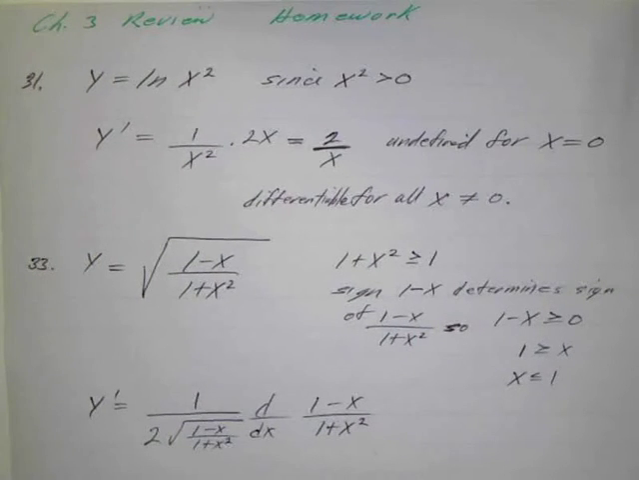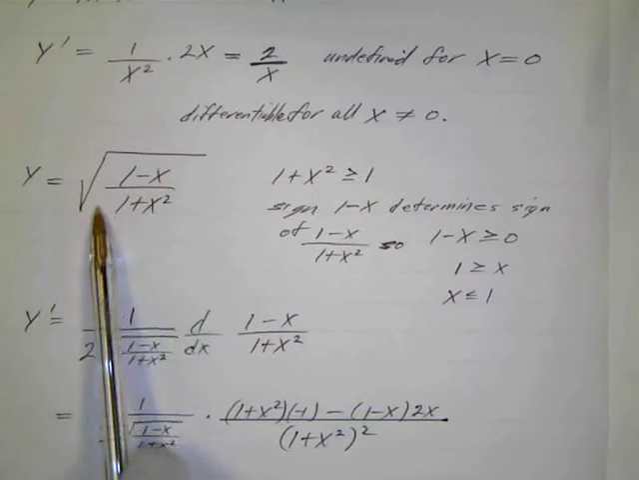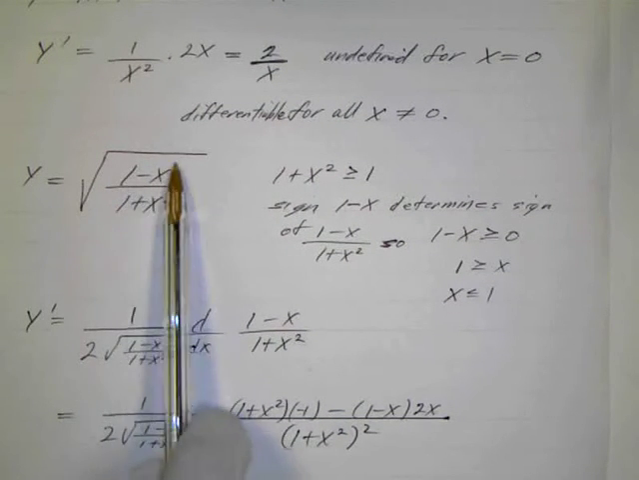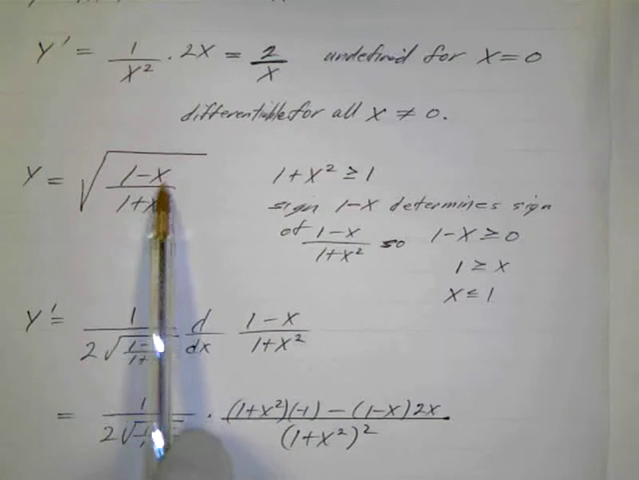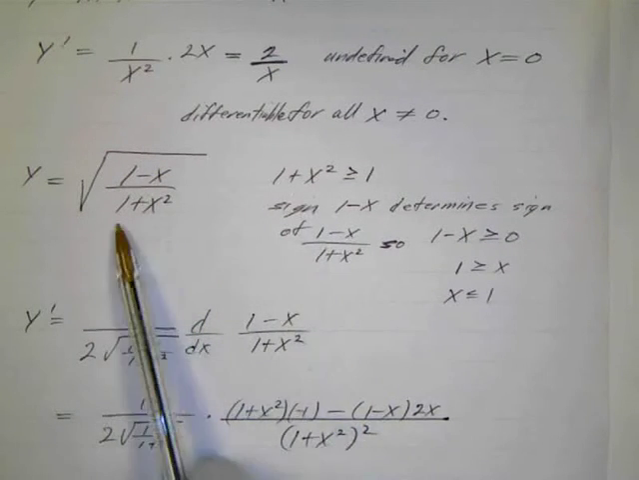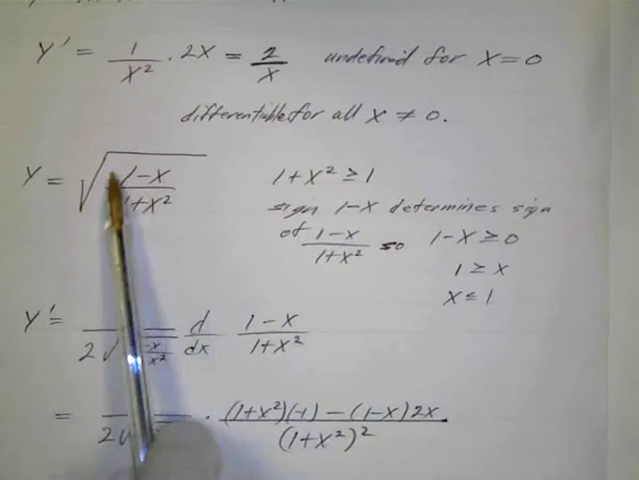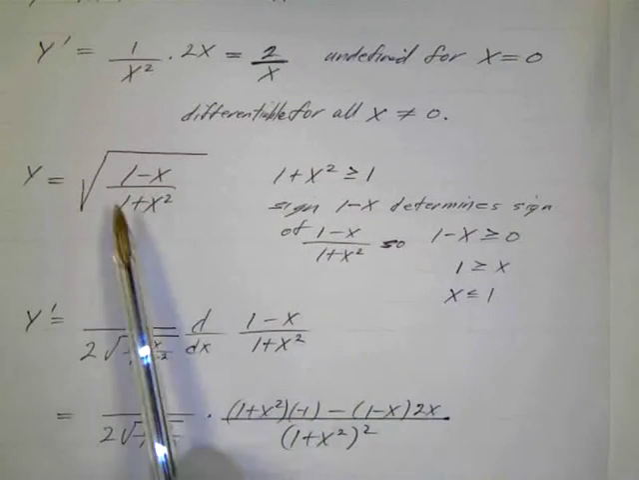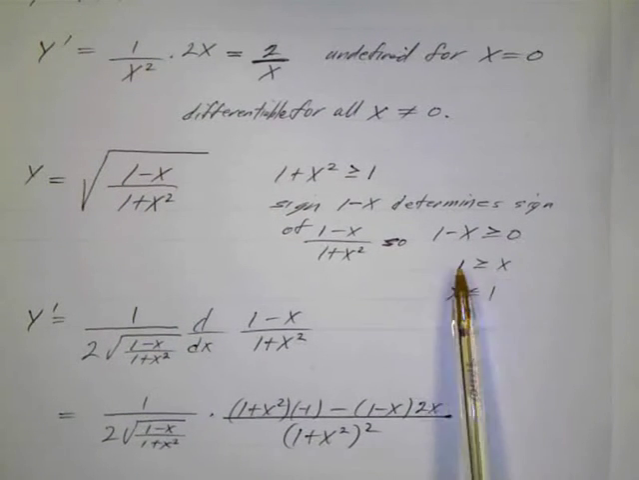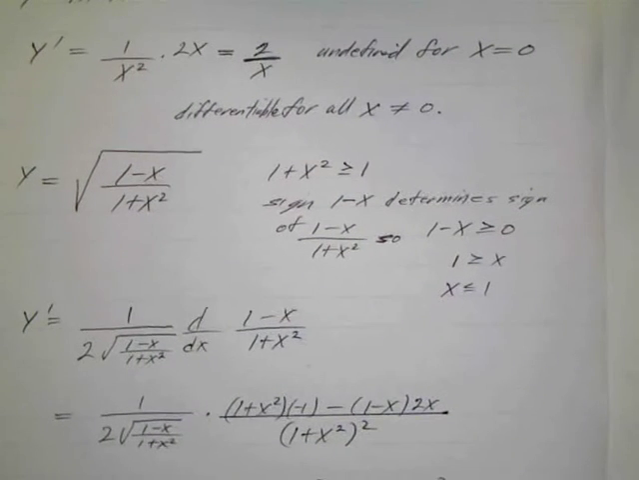Okay, number 33. Again, we can take a look at this. We don't need to worry about the bottom. This is always going to be positive because that's x squared, so that takes care of that. So we just have to worry about when this is negative, not necessarily 0 at this stage of the game. So again, this is always going to be greater than or equal to 1. So we don't have to worry about that. So the sign is going to be determined by the top. So we just have to make sure that 1 minus x is greater than or equal to 0, or 1 is greater than or equal to x, or x is less than or equal to 1.